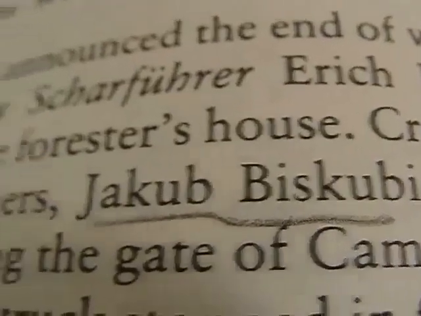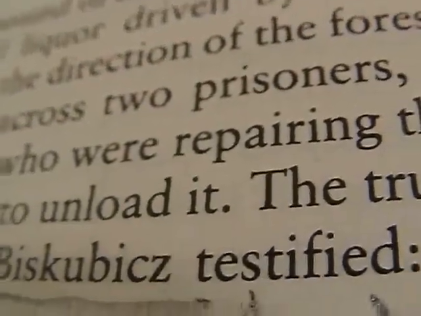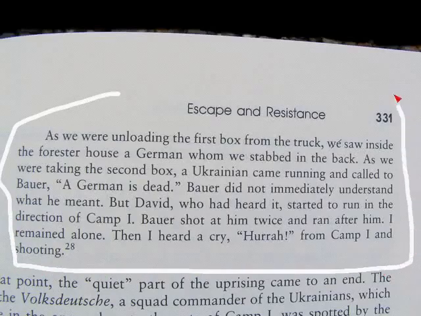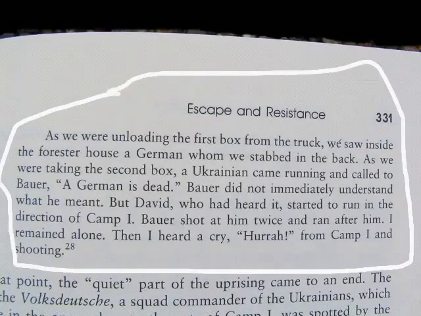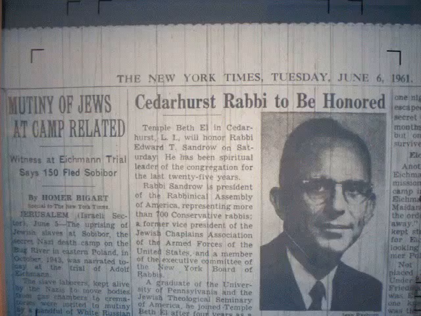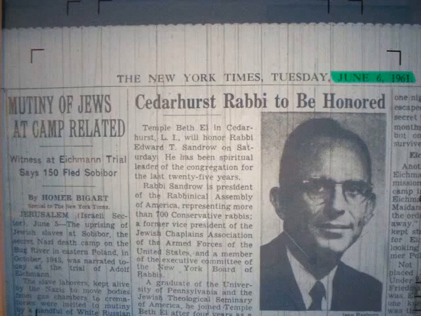Biskowitz got shooed off the witness stand, but he still made it into Yitzhak Arad's book. Here's Arad using Biskowitz's Eichmann trial testimony. Like Hilberg, Arad gleans seemingly credible passages from discredited accounts. Biskowitz got over-diabolical with his story, but he still made the New York Times the next day, not as a discredited witness, but as a star witness.